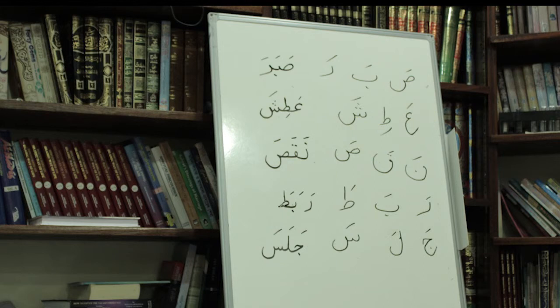Is there anything else? So amil is the effective, governing particle, and the ghayru amil is the non-effective, or non-governing particle. Yes.